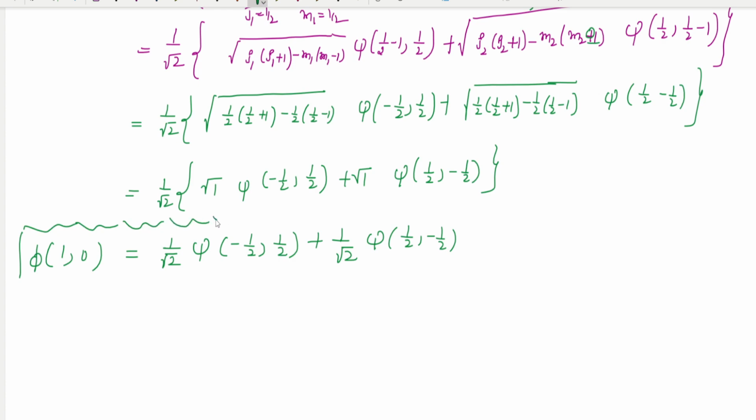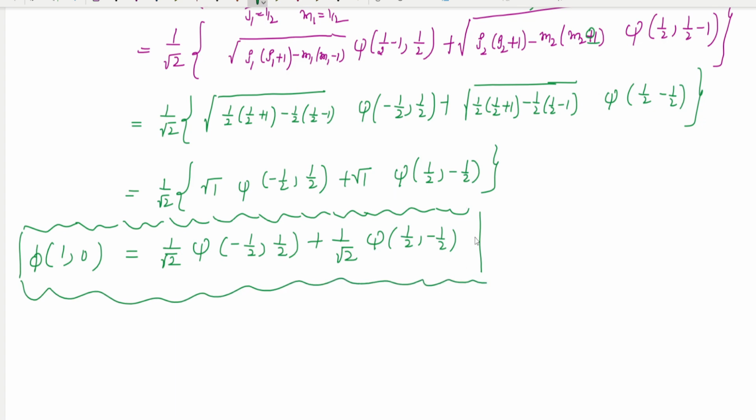Let us compare the general wave function and this corresponding wave function.